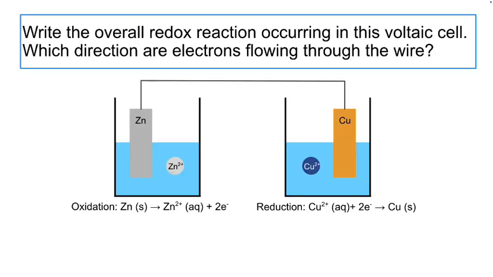Okay? So if we're going to look at an overall redox reaction occurring in this voltaic cell, what do we need to do? Same thing we did with Hess's law and enthalpies and all that fun stuff. I can take my half reactions, and I can align them.